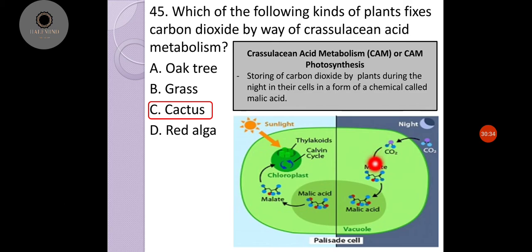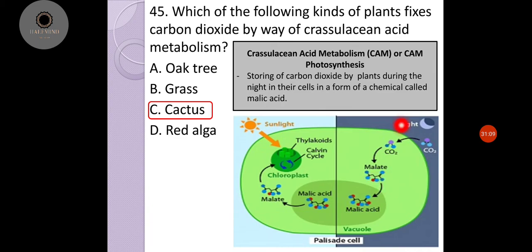So, during the night, walang sunlight. So, anong mangyayari sa carbon dioxide? Hindi ito magagamit in the photosynthesis. Hindi sila makaka-undergo ng light independent reaction kasi walang magagamit na ATP or NADPH from the light reaction. So ang ginagawa ng mga CAM plants or the Crassulacean Acid Metabolism plants is kina-convert nila yung carbon dioxide into malic acid, okay, during the night.